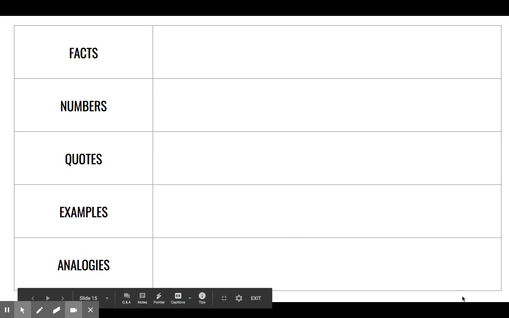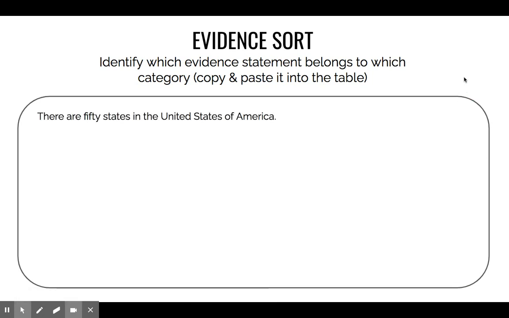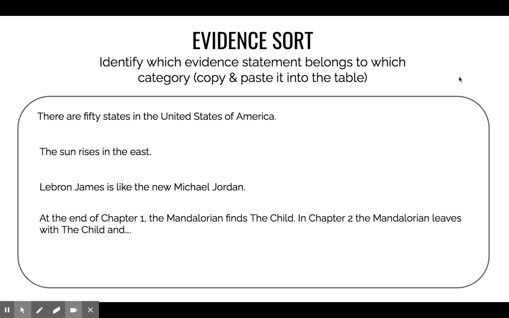And then you're going to do the same thing with our other set of examples. There are 50 states in the United States of America. The sun rises in the east. LeBron James is like the new Michael Jordan. At the end of chapter 1, the Mandalorian finds the child. In chapter 2, the Mandalorian leaves with the child, and Nick Miller said, "It's perfectly fine to watch TV all day." So go ahead and look through both of these slides, and there will be 2 examples for each category. So you should have 2 examples in each category. Go ahead and do that.